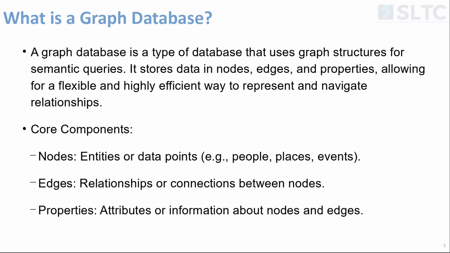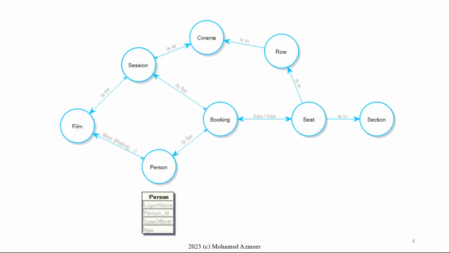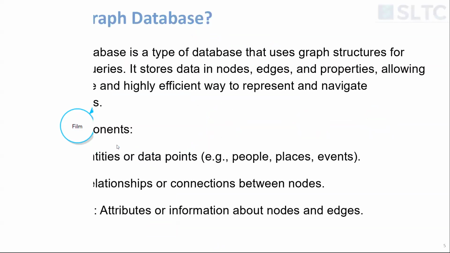So node is the circle, we call it the entities or data points, like people, places, events, things like that. Edges are the connections, the relationship or connection between the nodes. Properties are called the attributes or information about the node or the edge, right? So if you notice here, here's a node, the circle, let's say a person is a node, and then this line is the edge. And on the line, we have an attribute, it says likes. So three most important things are there.